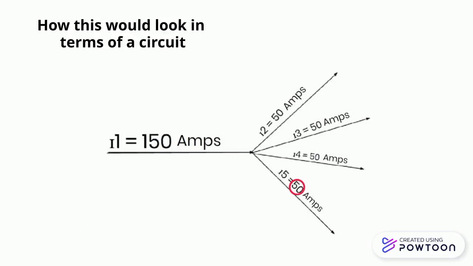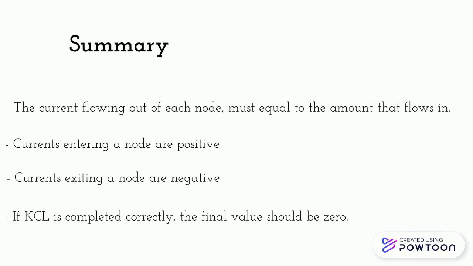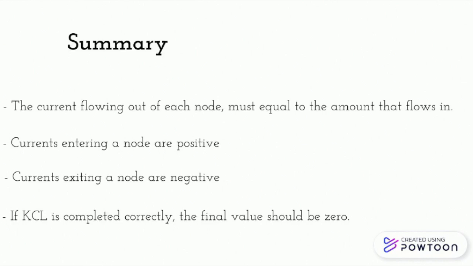Kirchhoff's current law can be done with a range of circuits, much more complicated than the example provided. However, if you ensure that each current flow is given a direction, either positive or negative, and the final result ends in 0, you know that you have completed KCL correctly.